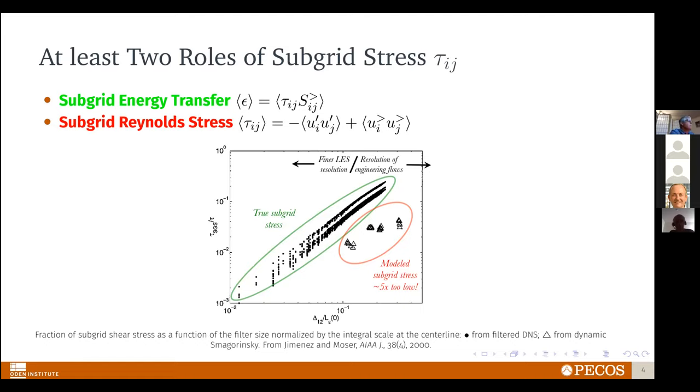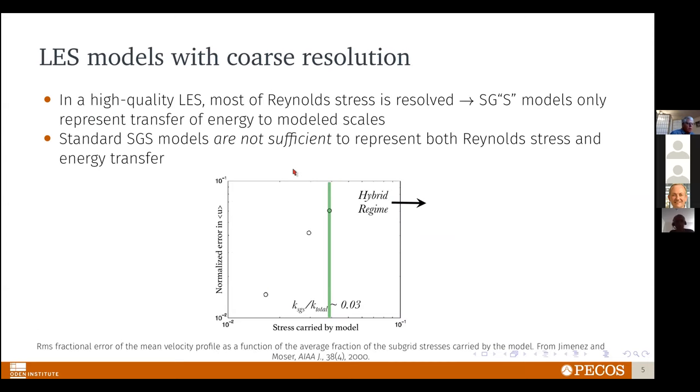In a little study about two decades ago, Javier analyzed filtered channel flow data and essentially observed that when you tune the Smagorinsky model to work well in the channel flow, you actually underestimate the subgrid contribution to the Reynolds stress by about a factor of five, and that's what's shown in this figure. These two things essentially scale differently, and that's the problem. So high quality LES has generally been performed by using a fine enough resolution so that this contribution of the subgrid to the Reynolds stress is small.